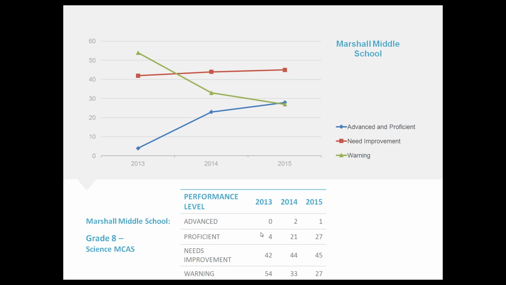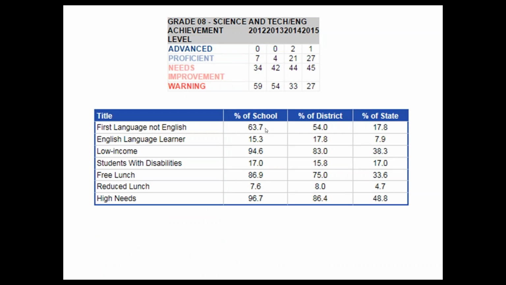But look at what happened to their warning and failing. It was cut in half, basically. They went from 54 to 27% of their students being in warning. Still not what everybody wants. They obviously want 0 warning, 100% advanced and proficient. But my point in mentioning this is that it was an extreme urban environment where the school itself is one of the bottom 8 in the state. It was 97% high needs, 87% free lunch, 95% low income, and so on.